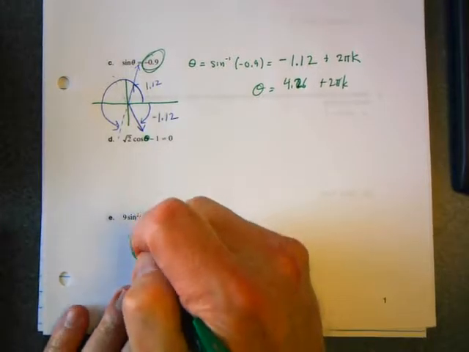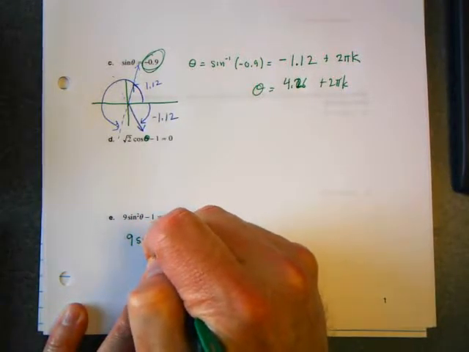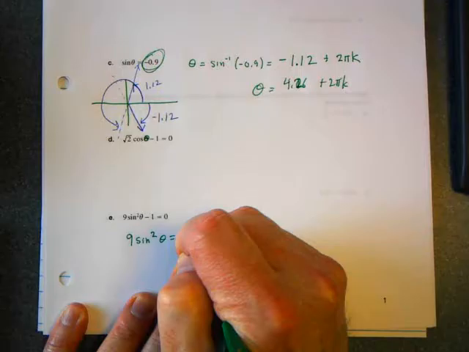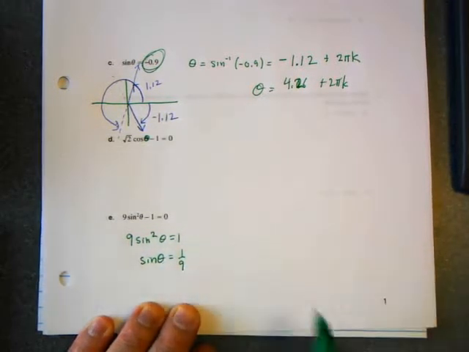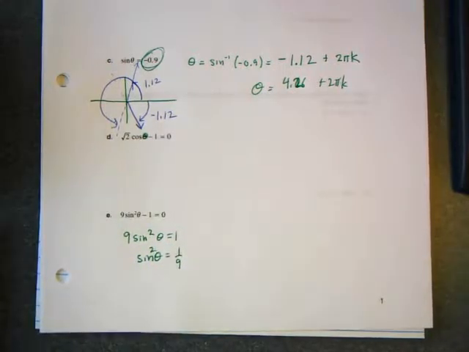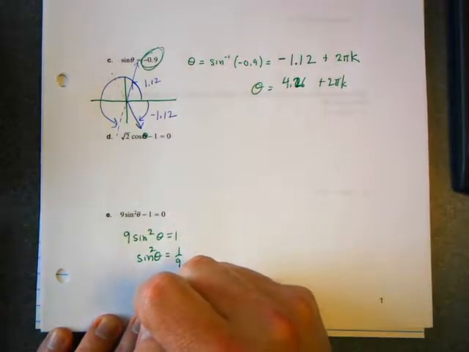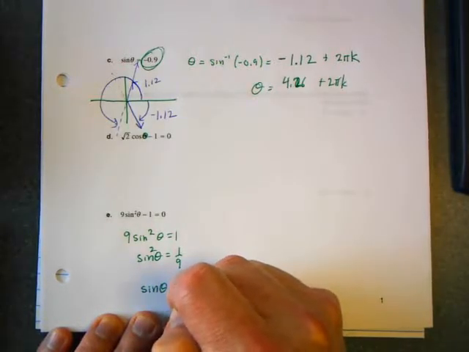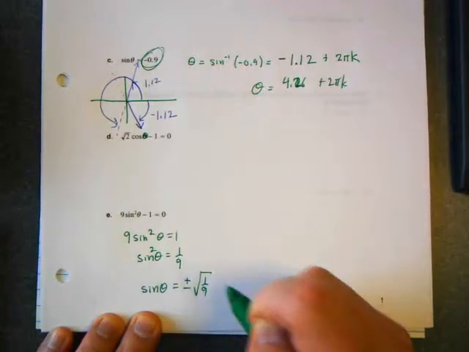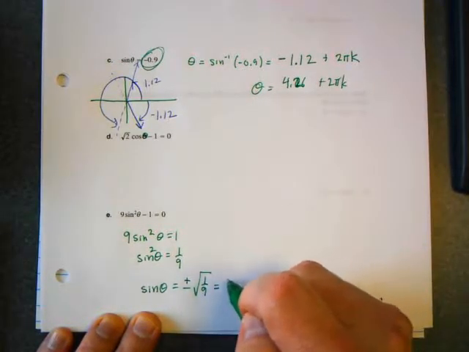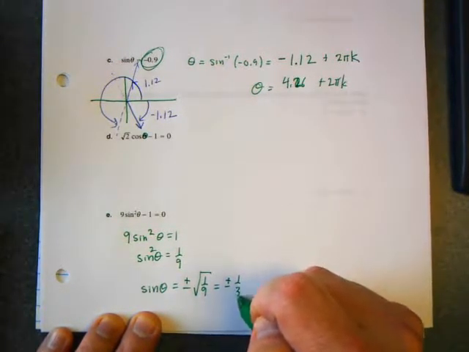Add 1, 9 sine squared theta equals 1. Divide by 9. Sine squared theta is 1/9. Square root both sides. So sine of theta, and remember when you do square roots, there's 2 of them, plus and minus, square root of 1/9, which would be plus and minus 1/3.